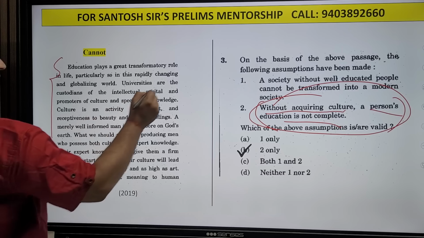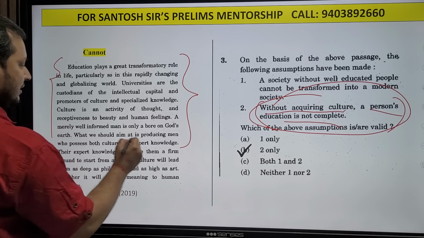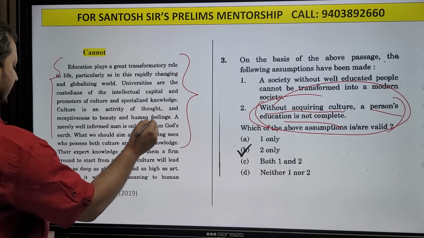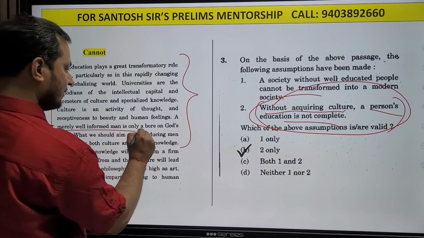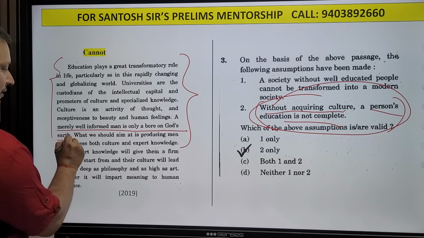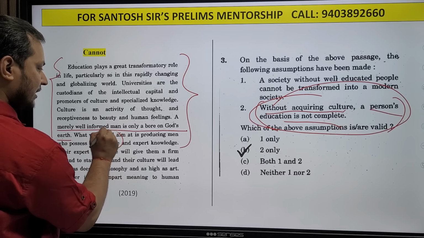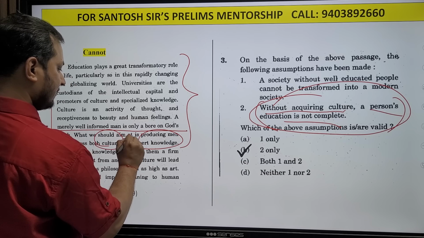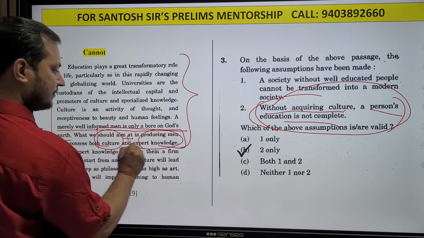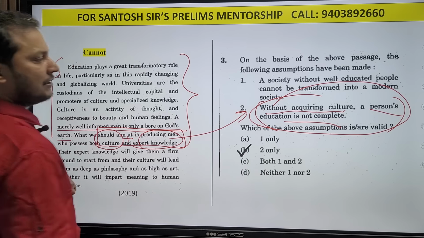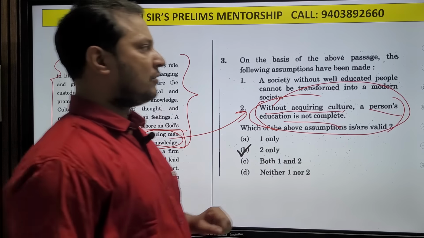Here you can see directly. You have written, a merely informed man is only a bore on God's earth. What we need is both culture and expert knowledge. You can see here. So the answer is directly given in the passage.